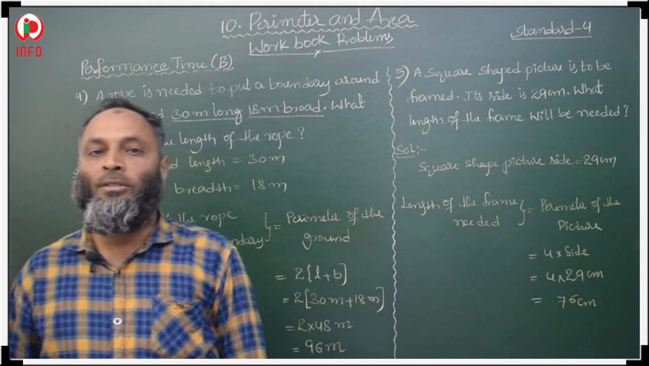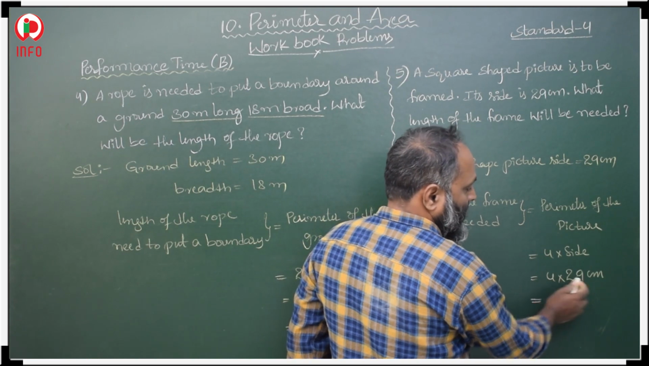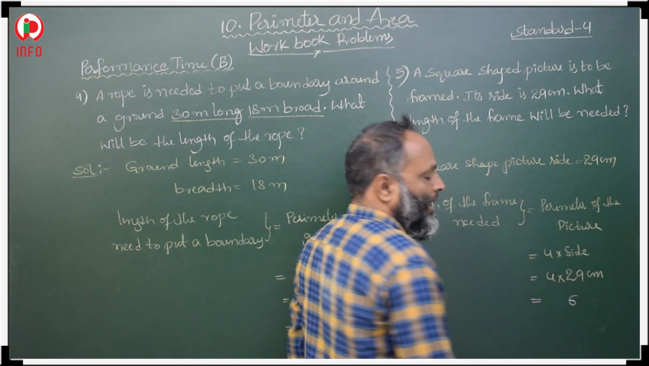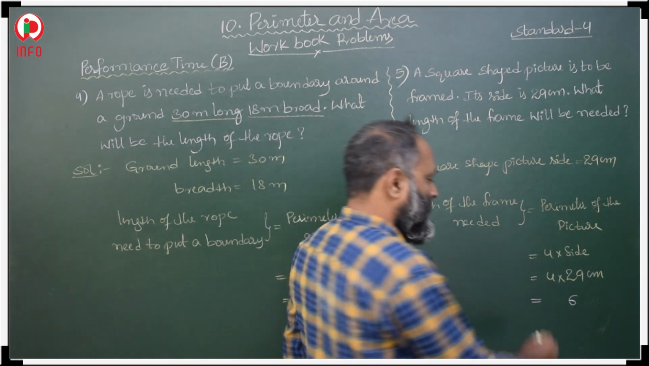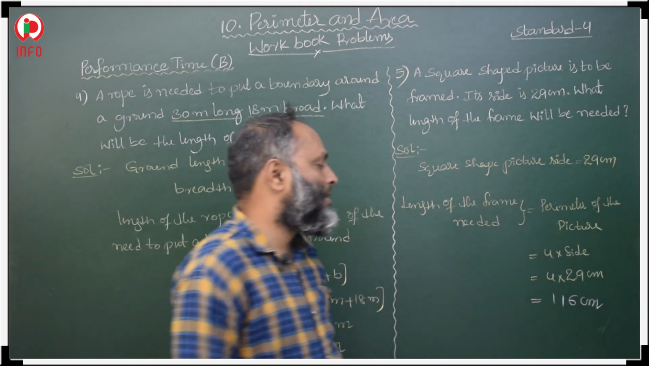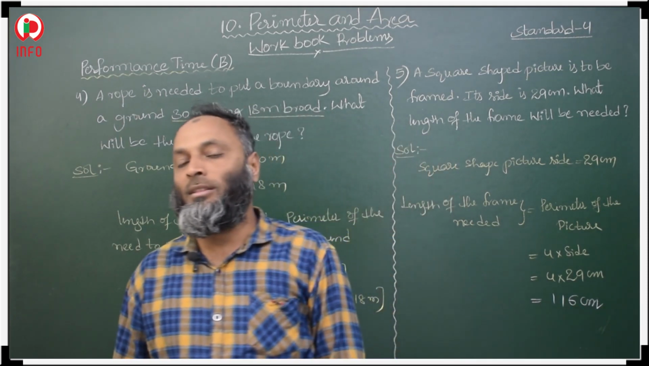Okay students, see here. 4 with 29, 4 9s are 36 and 3, 4 2s are 8, 9, 10, 11. This is 111 centimeters. So, 116, not 111, 116 centimeters. This is the frame length.